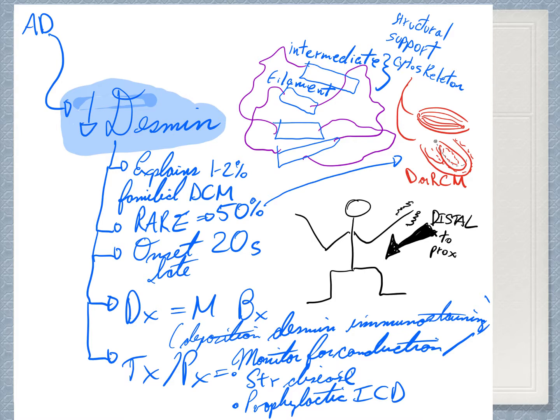It is pretty rare, but patients with the diagnosis, around 50%, have dilated or restrictive cardiomyopathy. Its onset is late 20s. As you can see in the black figure, there's distal weakness that goes proximally. The diagnosis is mainly muscle biopsy showing deposition of desmin immunostaining. Treatment or prognosis: you have to monitor for conduction or structural disease and prophylactic ICD.